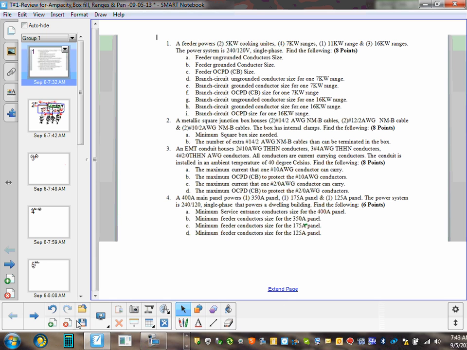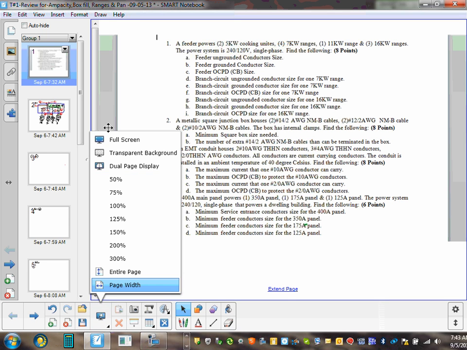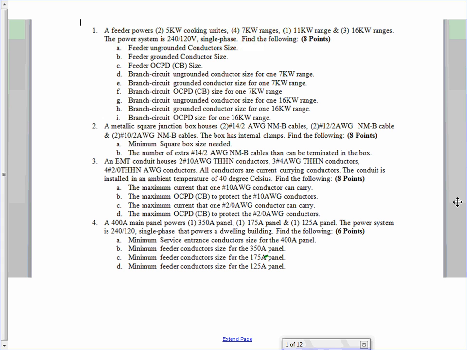So you can get the answers, verify the answers for me, though I do have an answer. Okay, the first question would be a feeder for 5 kW cooking units. So this is a feeder that feeds cooking equipment. Can you guys see there's 5 kW and 7 kW and 11 kW range and 16 kW range. The power system is 240/120 single phase.